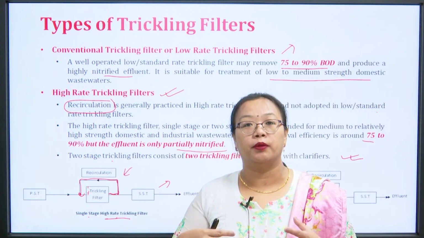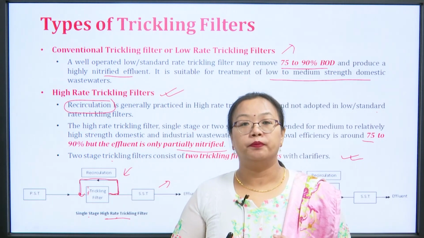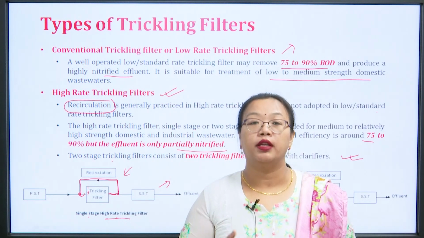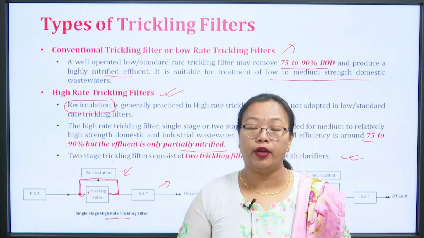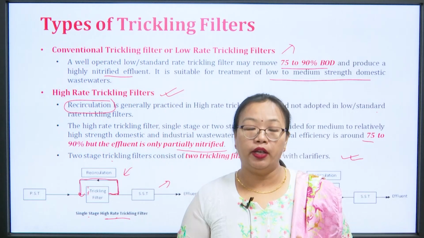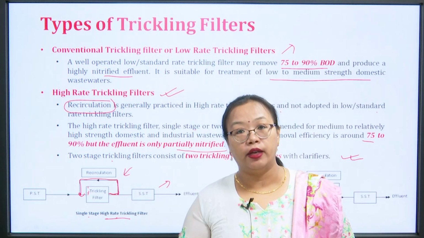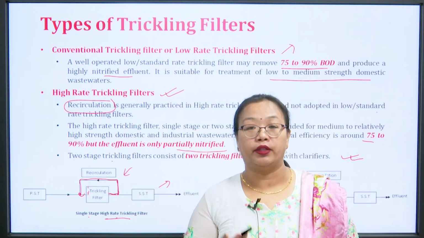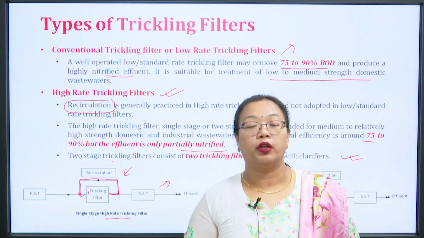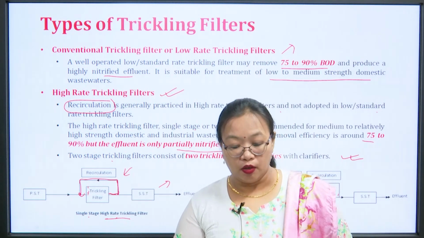What I am trying to say is that in low rate trickling filters, the effluent will be extremely nitrified, but the amount of effluent you get is going to be very small. In high rate trickling filters, the amount of effluent you get per day is very high, but the effluent is not going to be that nitrified. So it may need some sort of treatment afterwards, but the effluent coming out of conventional or low rate trickling filters is extremely good.